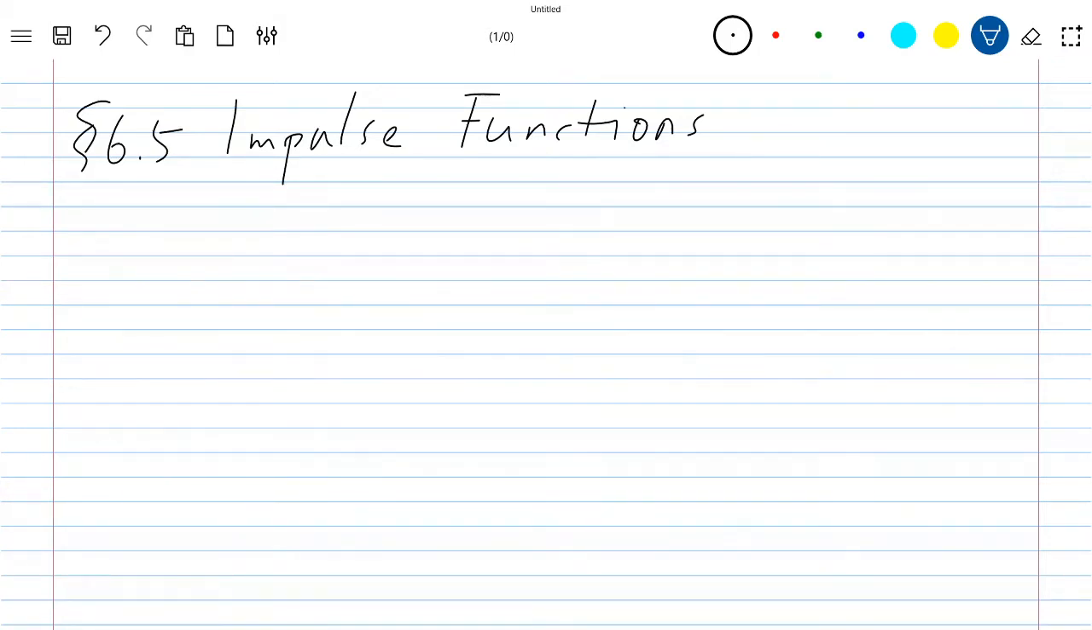MATH555 impulse functions. We have studied the differential equation with step functions, but there's another physical phenomenon sometimes we want to model.